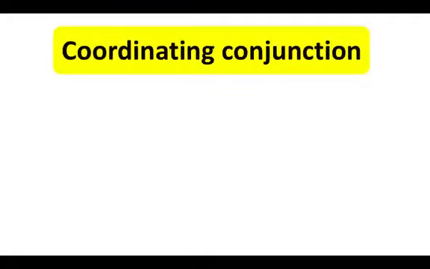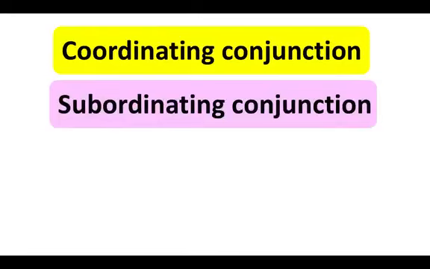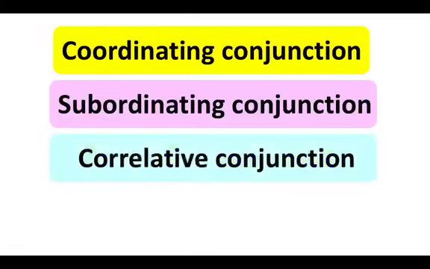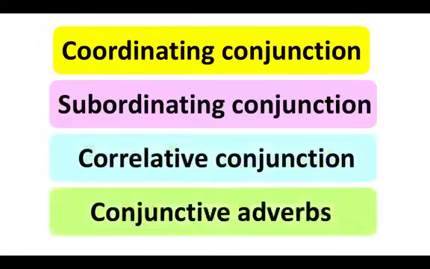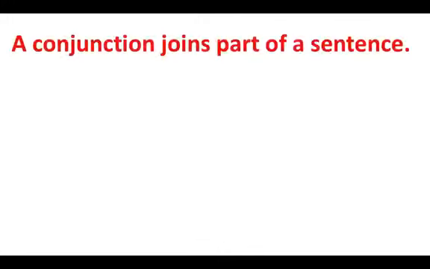There are 4 types of conjunctions: coordinating conjunction, subordinating conjunction, correlative conjunction, and conjunctive adverbs. A conjunction joins part of a sentence. This includes joining words, phrases, and clauses.